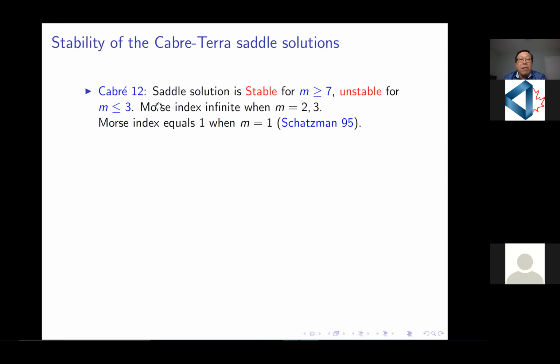Cabré in 2012 proved the saddle solutions are stable in dimension 14 or higher. Remember, this is 2m with m greater than or equal to 7, so dimension is 14 or higher. And unstable for dimension 6 or lower. So the Morse index is infinite in dimension 4 and 6. The Morse index equals 1 in dimension 2. This is Schatzman's result.